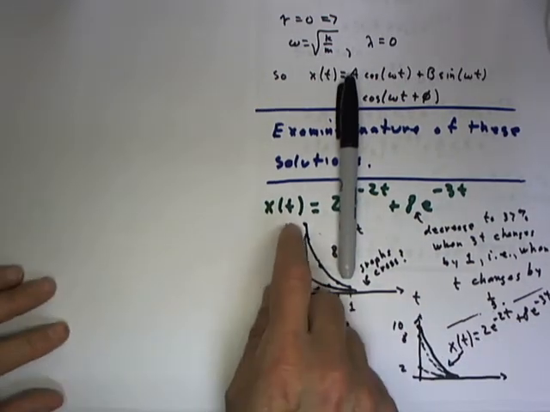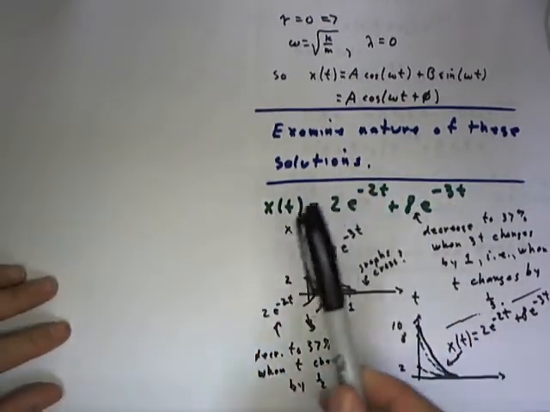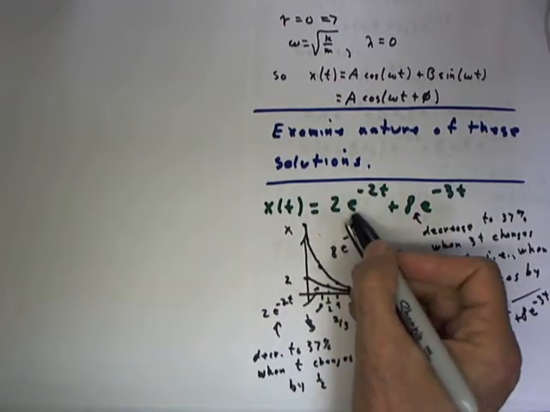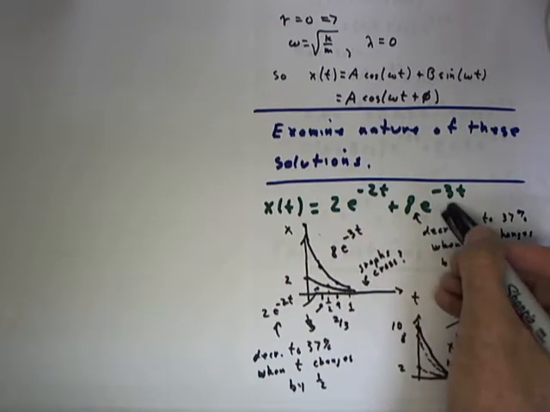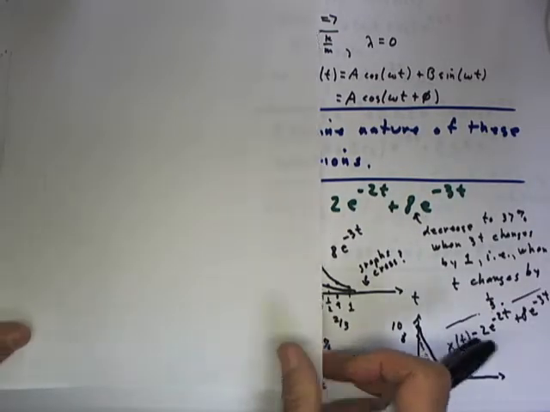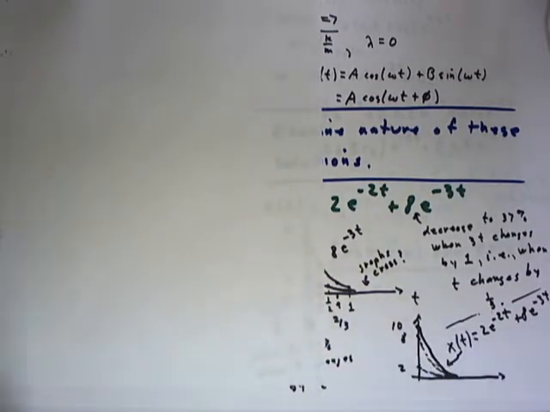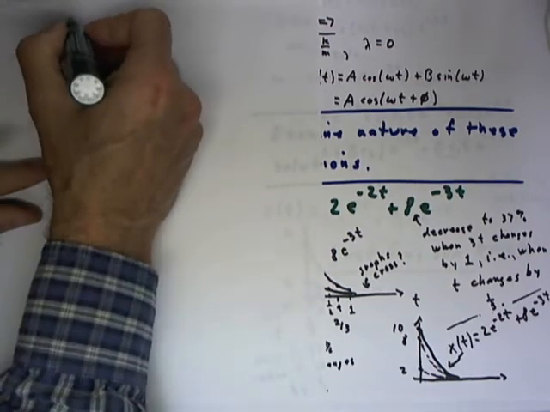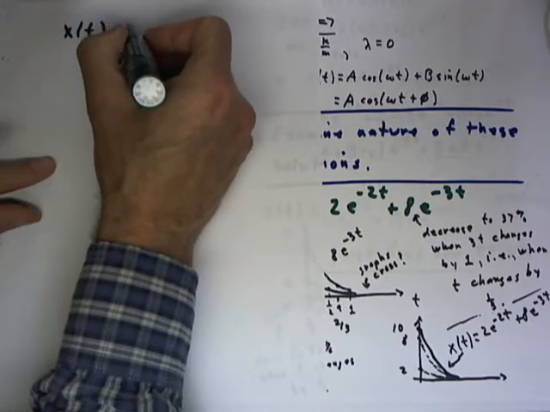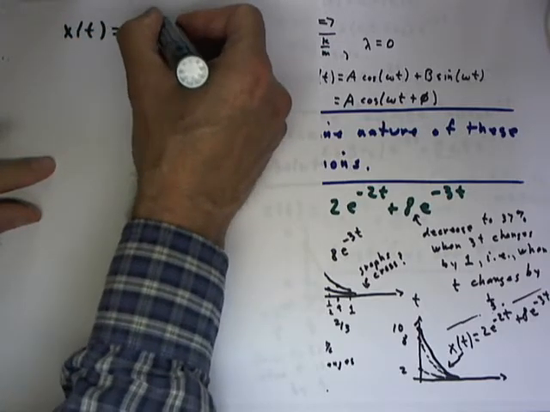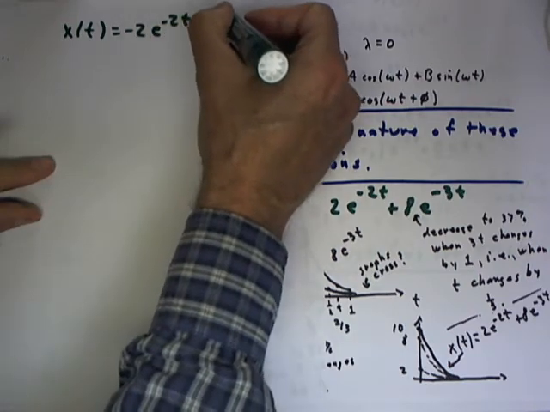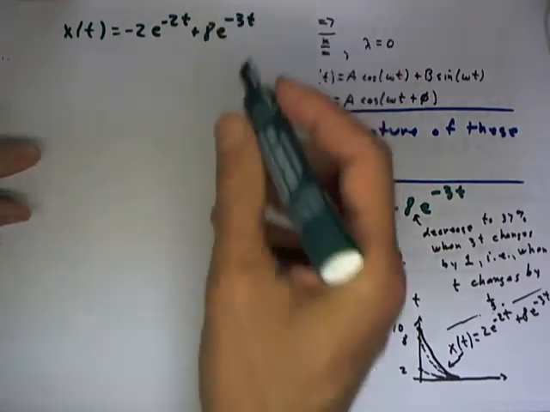Now let's consider a function very similar to this example, except we're going to let the function be negative 2e to the negative 2t plus 8e to the negative 3t. So our function is going to be x of t equals negative 2e to the negative 2t plus 8e to the negative 3t.